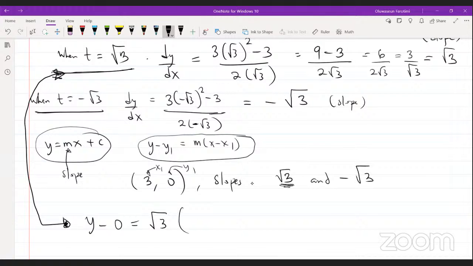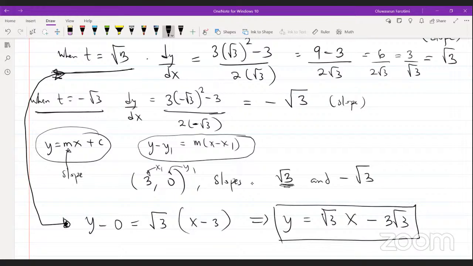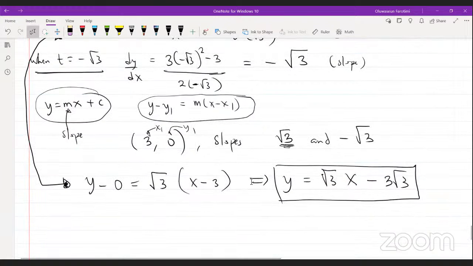Square root of 3, x minus, what is x1? 3. You have y equals square root of 3 x minus 3 root 3. That's the first equation, and this is when t is square root of 3. Now remember, what are we doing here, guys? It's more like we're finding the Cartesian equation, where we are eliminating the parameter t.